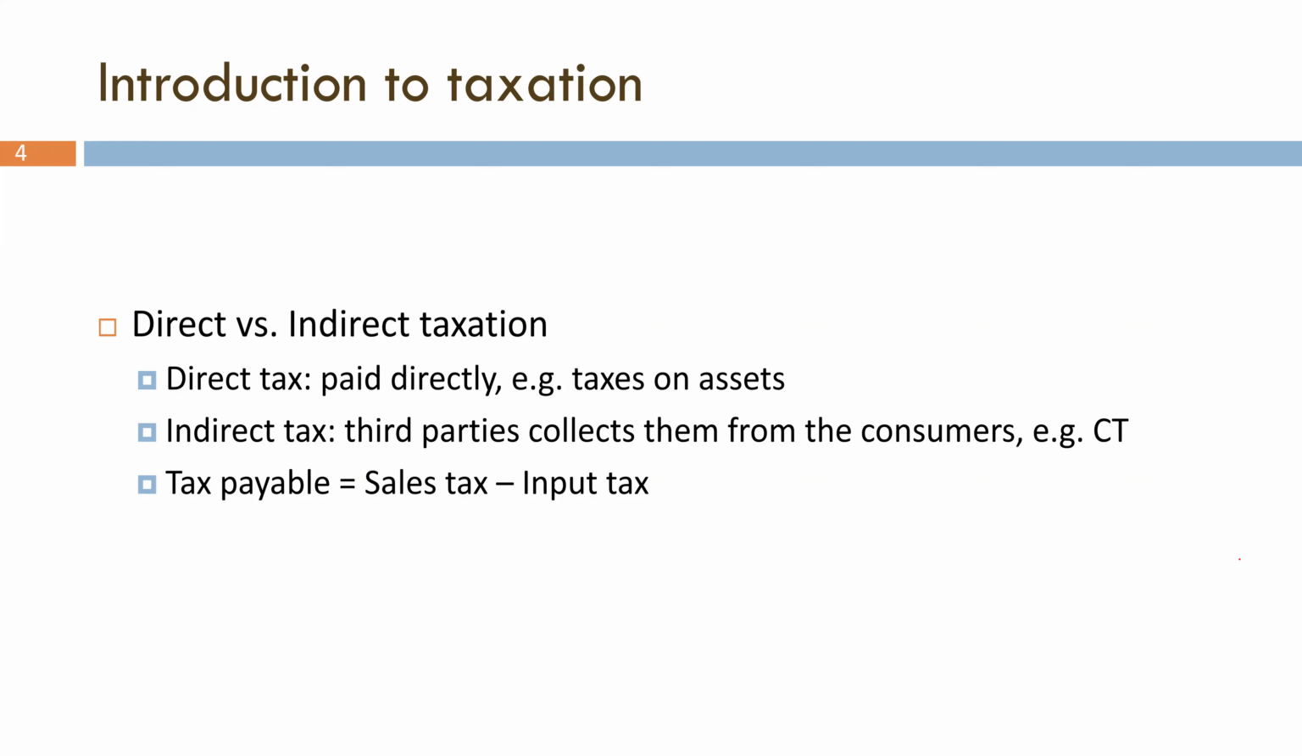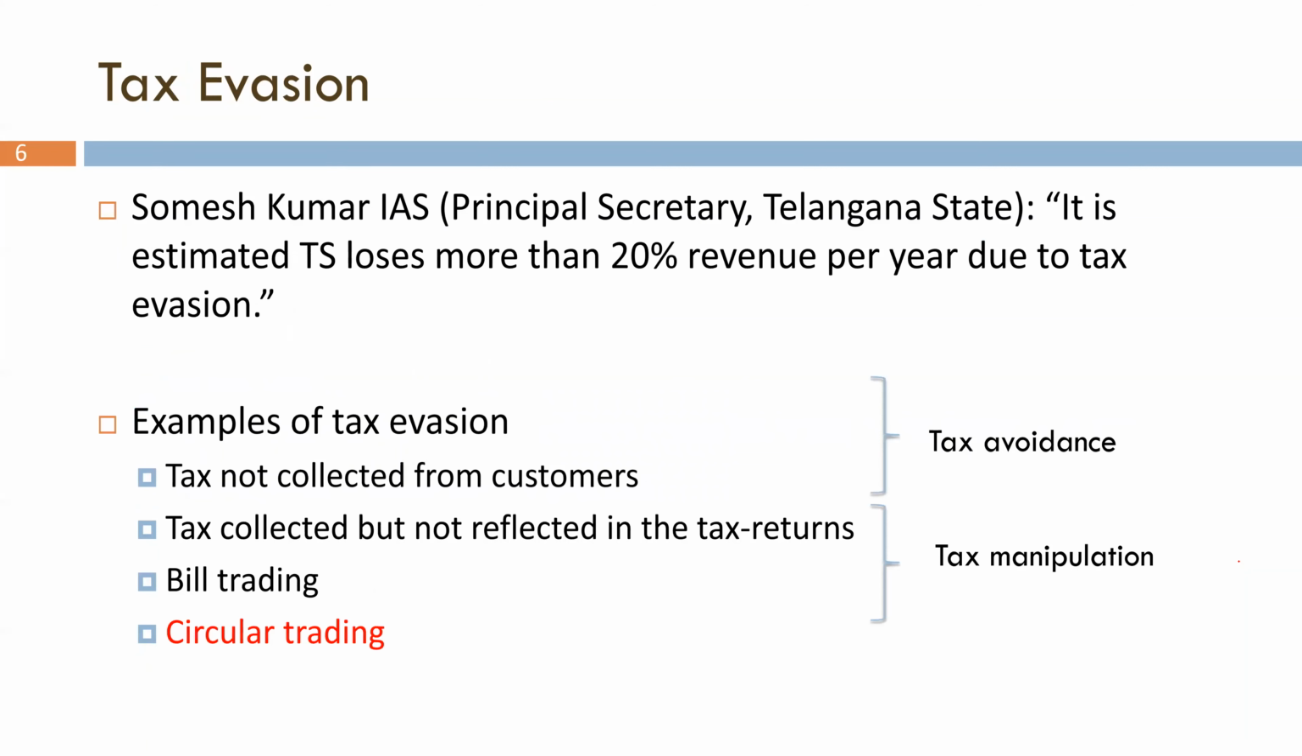Sales tax is a tax that is collected by a dealer when he sells the good to another dealer. And input tax is a tax that is paid by a dealer when he is purchasing goods from another dealer. So in a sense, tax payable is a percentage of the profit that a dealer makes. That is, tax payable is non-zero only if there is a value addition in the business. And let's start with tax evasion.